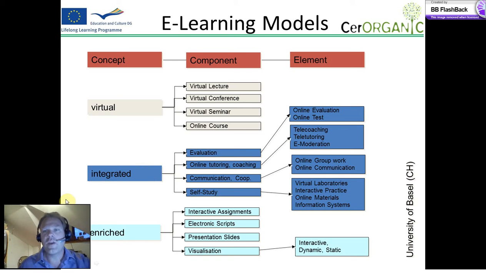Then there's the so-called integrated way of using computers, where you are doing what we call a blended mode. You are using computers to train people in self-study phases. For example, as you can see here, you can think of self-study in terms of virtual laboratories or interactive practice modes. You can share online materials with your clients, or you can introduce them to information systems, databases, or information systems of organic agricultural food products or seeds or whatever. So this is an integrated way. You have some self-study phases where the learners, your clients, are using the computer to study, and then again you meet traditionally in the classroom.